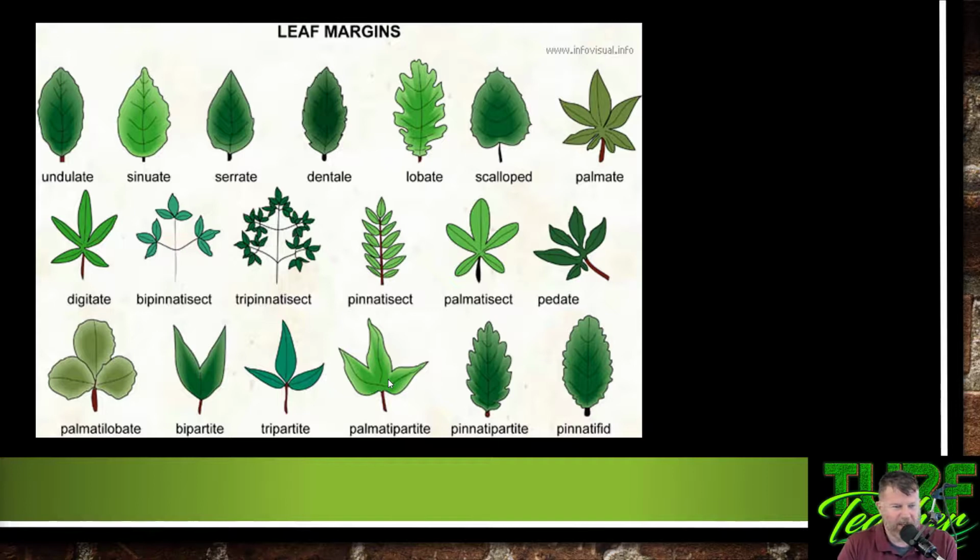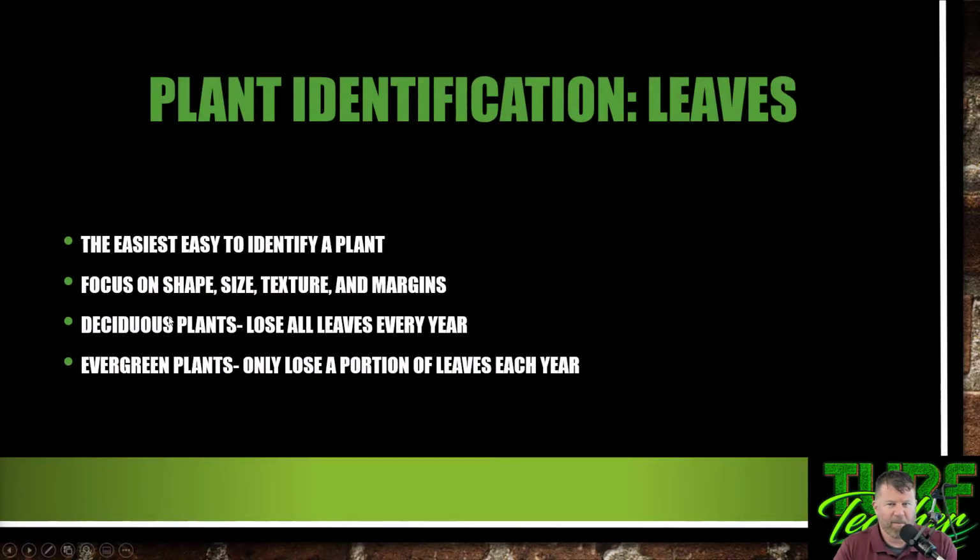I hate that I'm messing these up, but this is what we teach day one of plant science, and we don't come back to it till a year later. Being able to identify these and spell them is the way we need to go. We don't need to really worry about how to pronounce these things. Just be able to identify it and know how to spell them. But leaves, that's the easiest way to identify the plant. Focus on the shape, size, texture, and margins. The deciduous plants lose all their leaves every year. Evergreen plants only lose a portion of the leaves each year.